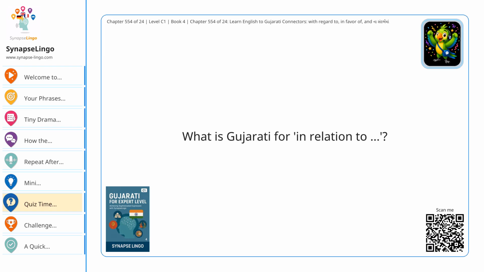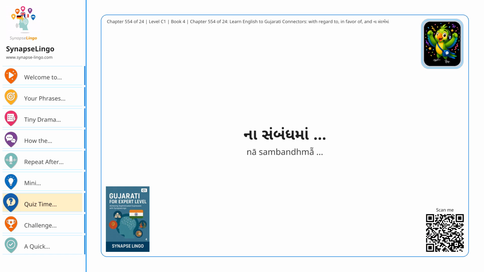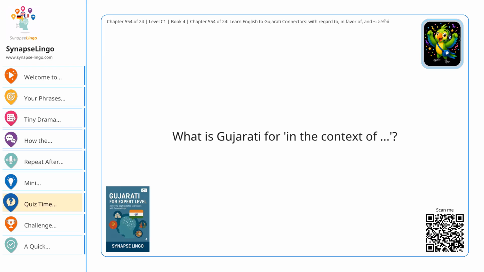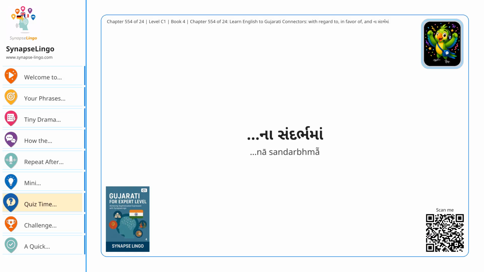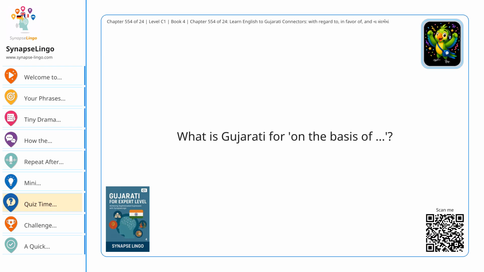What is Gujarati for in relation to? ના સંબંધમાં. What is Gujarati for in the context of? ના સંદર્ભમાં. What is Gujarati for on the basis of? ના આધારે.